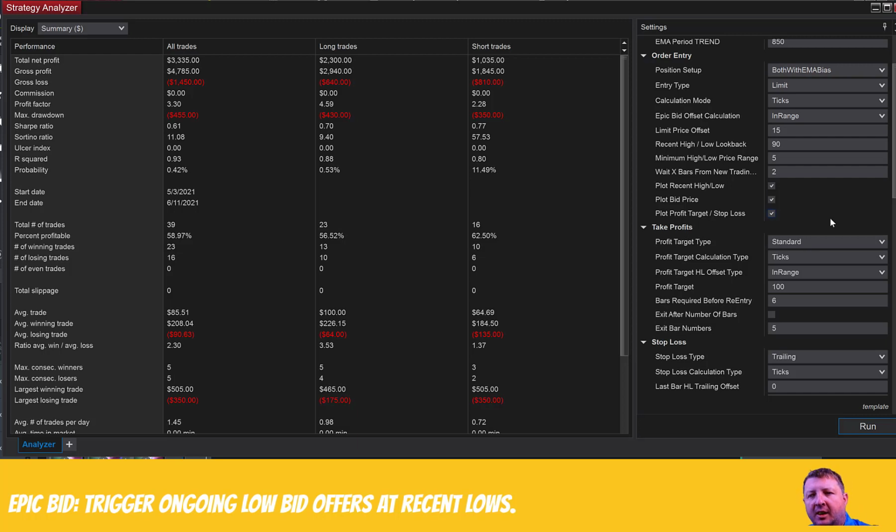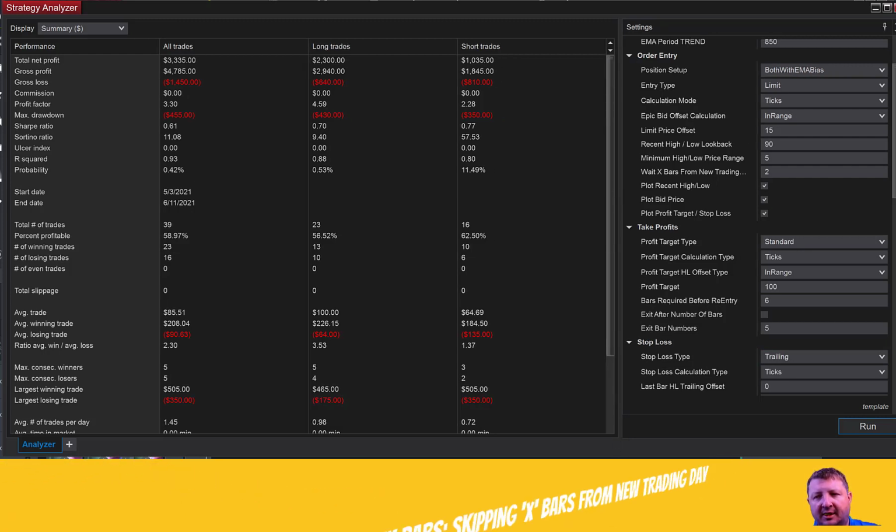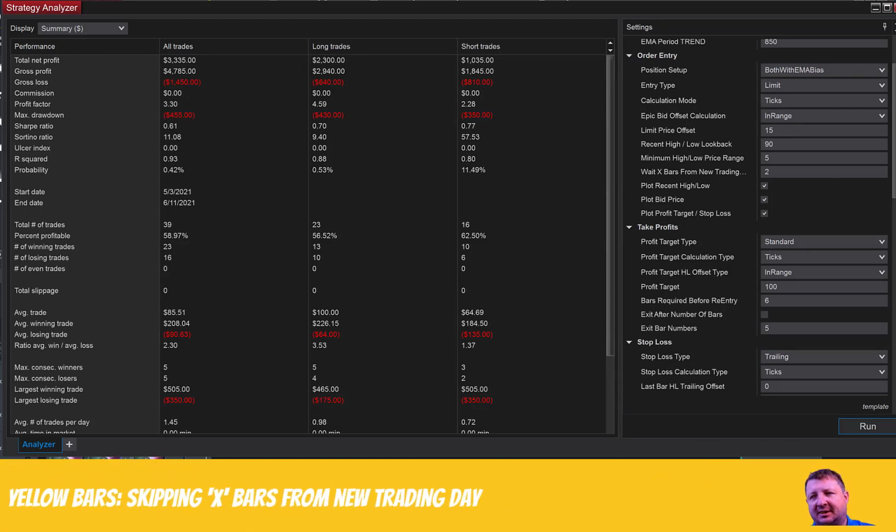Okay. Wait X bars from new trading day. This can be really helpful if, depending on the instrument, you see some major spikes. Let's say even if you were trading stocks or commodities, the difference between the high-low from when it last opened could be so significant that it may not trade well for new trading as soon as the trading session opens. So in that particular case, this avoids that entry for the first 2 bars.